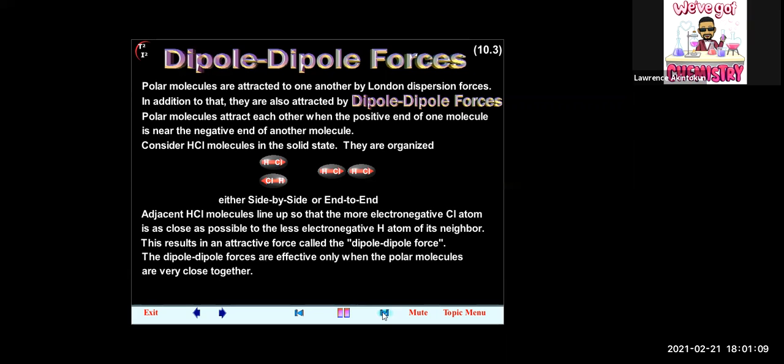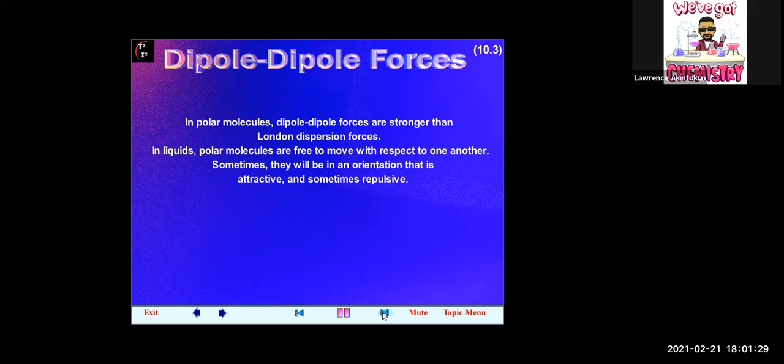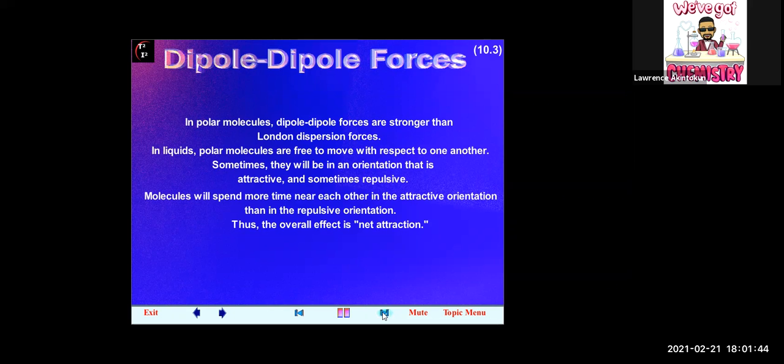The dipole-dipole forces are effective only when the polar molecules are very close together. In polar molecules, dipole-dipole forces are stronger than London dispersion forces. In liquids, polar molecules are free to move with respect to one another. Sometimes they will be in an orientation that is attractive, and sometimes repulsive. Molecules will spend more time near each other in the attractive orientation than in the repulsive orientation. Thus, the overall effect is net attraction.